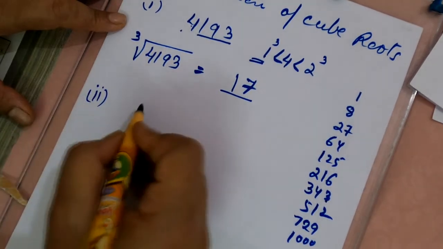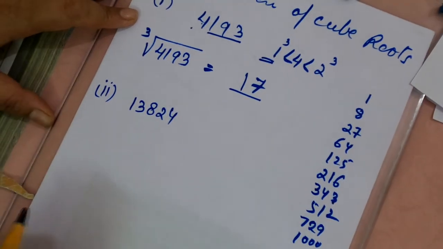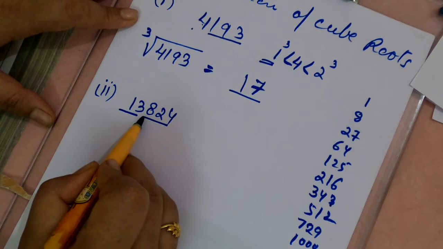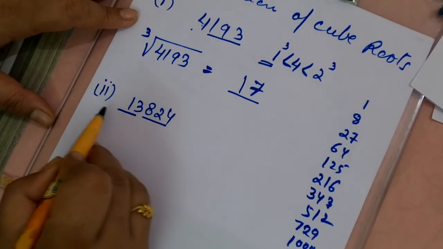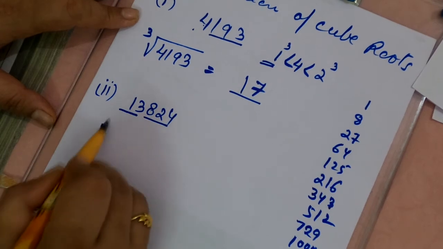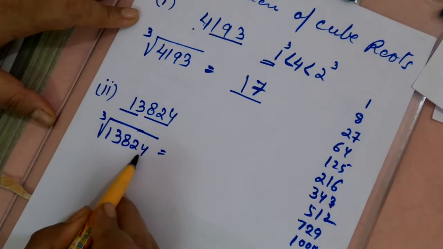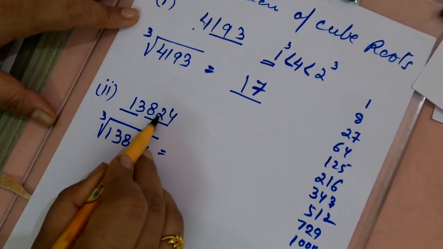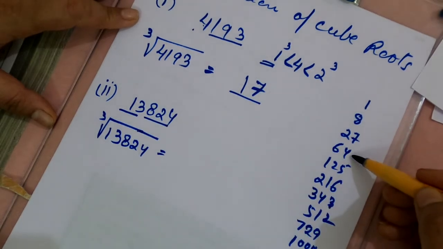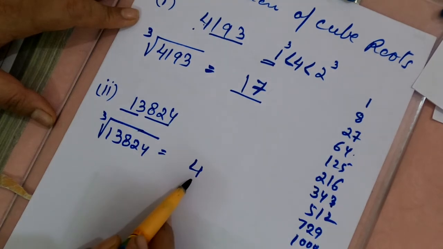Let us take one more question, 13824. We have made one group and this is the second one. We take 3 digits from the right hand side and then 3 to the left. We don't have any other number, so we are taking only 1 and 3. So the cube root of 13824 will have 4 in the unit place. See, 8 2 4, 4 is in the unit place. Only 4 cube has got 4 in the unit place, so the unit digit of the cube root will be 4.